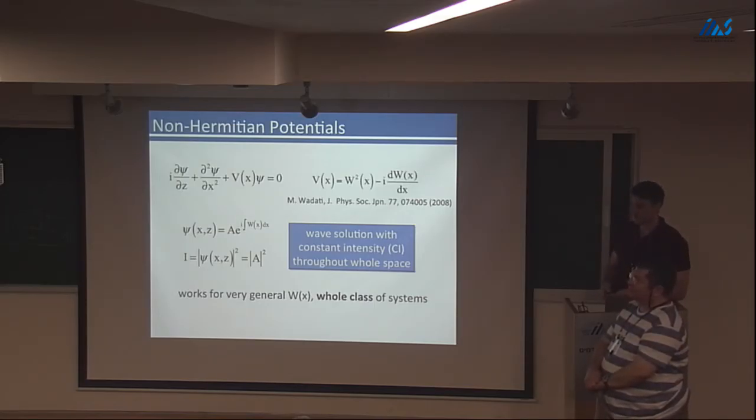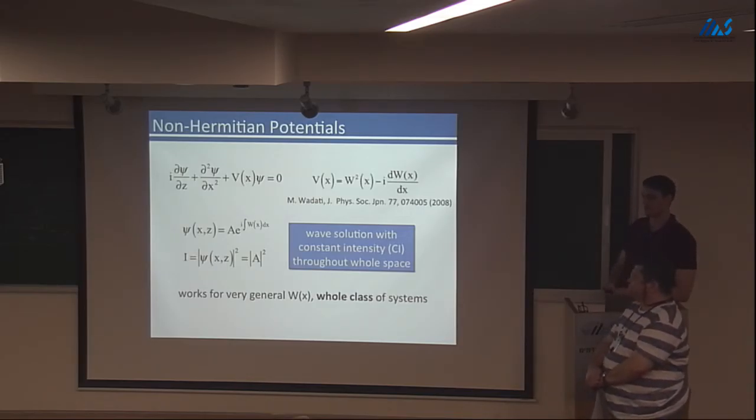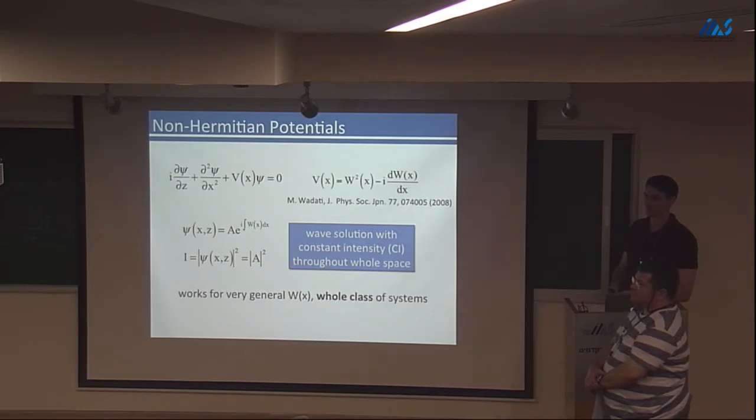Actually, I think we have, but there are still some open questions. We also looked at the flux, because as it turns out, the flux in the system is just given by this function W. And I think this might be a physical reason why you will need loss and gain regions, because if you have some net flux for the whole system that is not just from left to the right, you won't have a constant intensity.